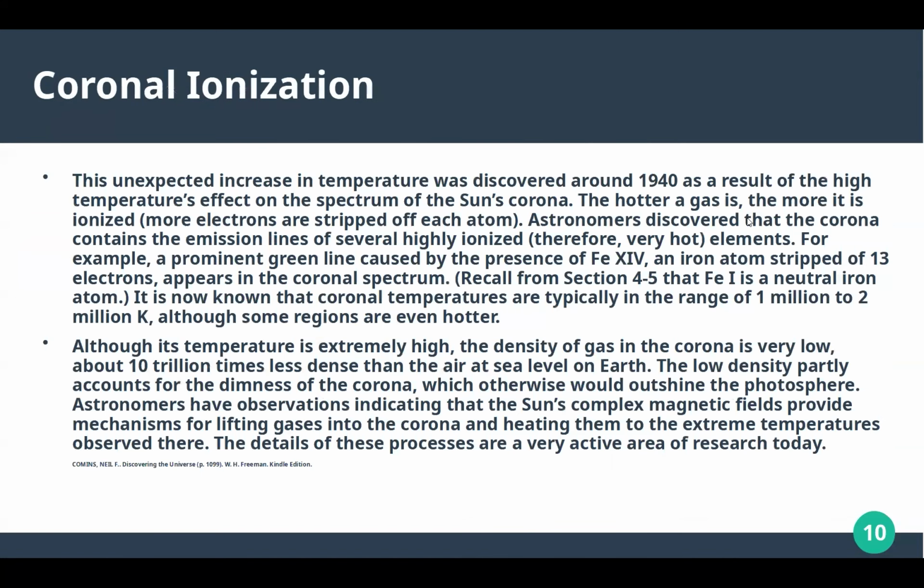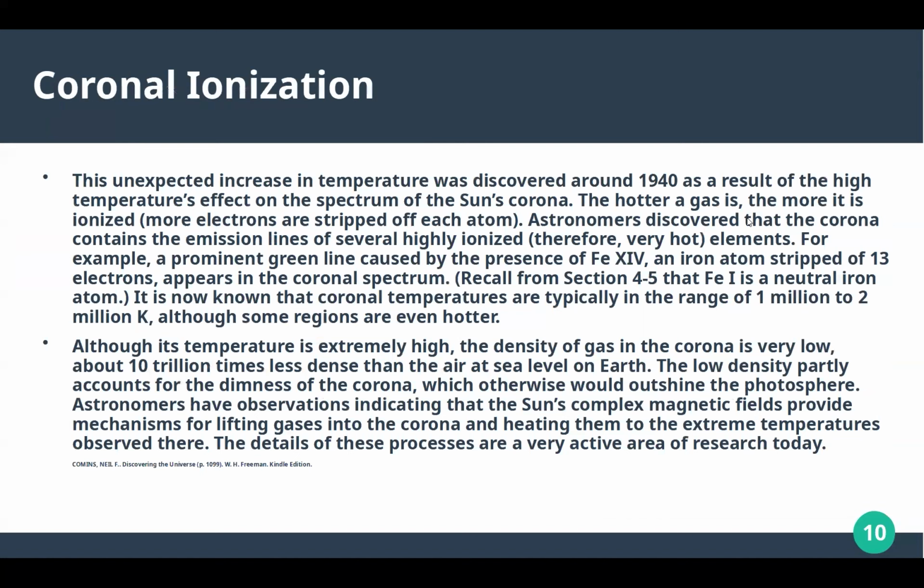This unexpected increase in temperature was discovered around 1940 as a result of the high temperature's effect on the spectrum of the sun's corona. The hotter a gas is, the more of it is ionized, more electrons are stripped off each atom. Astronomers discovered that the corona contains the emission lines of several highly ionized, therefore very hot, elements. For example, a prominent green line caused by the presence of iron-14, an iron atom stripped of 13 electrons, appears in the coronal spectrum. It is now known that coronal temperatures are typically in the range of 1 million to 2 million Kelvin, although some regions are even hotter.